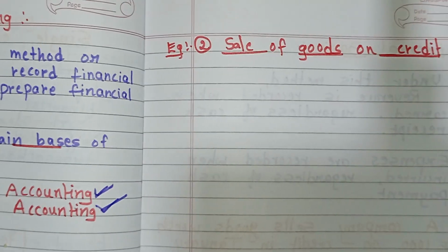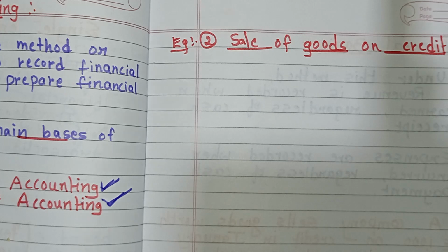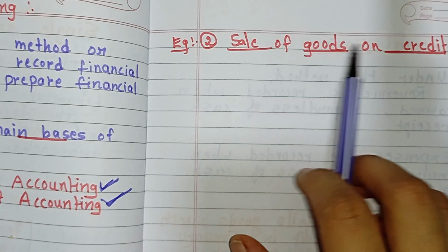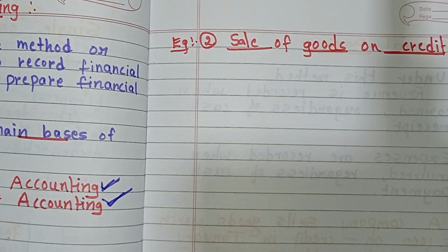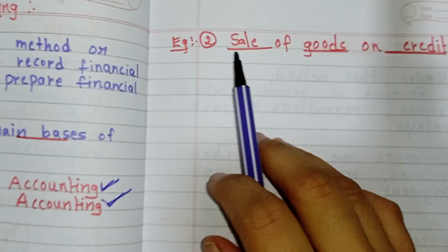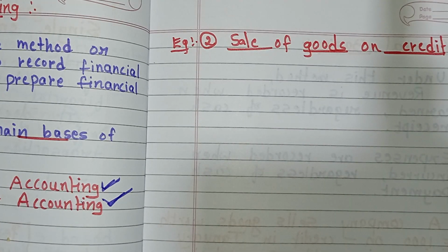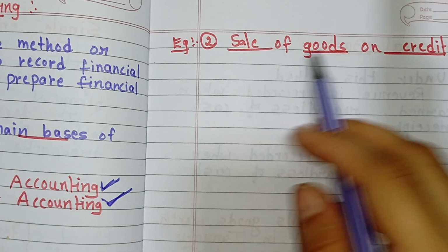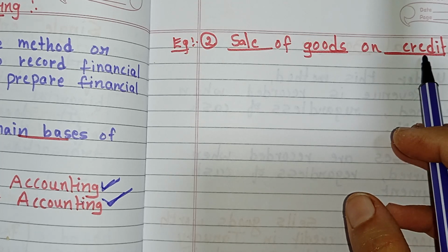But in this transaction, what happens? See here. This sale of goods on credit will not be recorded until the payment is actually made by the customer. After that, we can record the amount in the financial statements. Till that, we should not record this transaction. Once we have received the amount from the customers, then only we need to record this transaction. Fine.